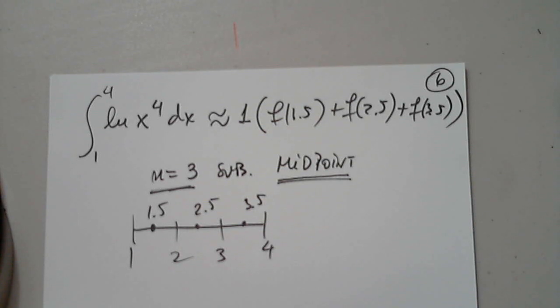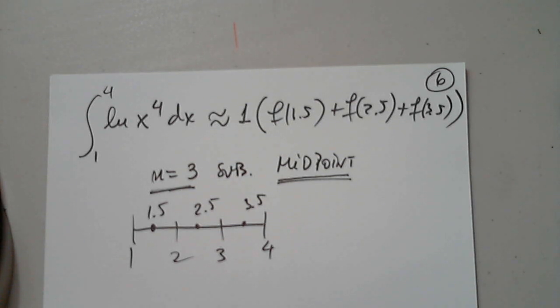I would plug in stats, edit, and edit list L1, entering 1.5, 2.5, and 3.5. And then move to highlight the title of column 2, and I will have in there simply natural log of list L1 raised to power 4.